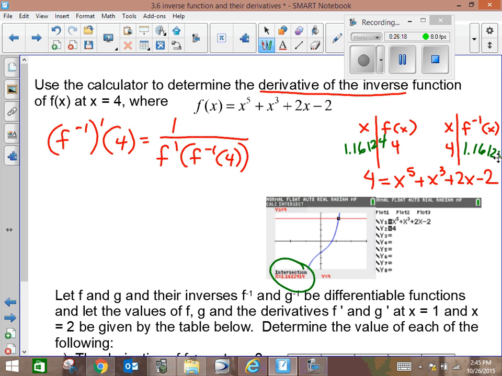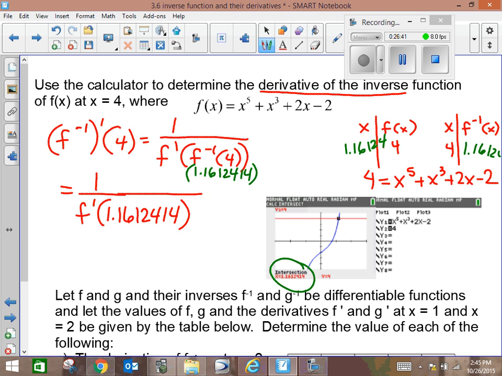I would use as many decimals as you have. Okay? So that makes this 1.1612414. So far, 1 over f prime of 1.161214. All right, f prime is this.